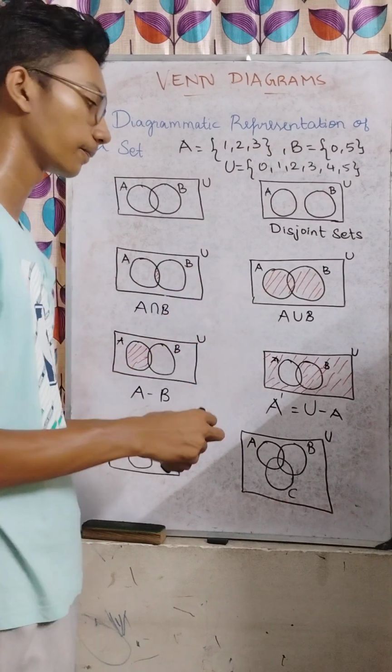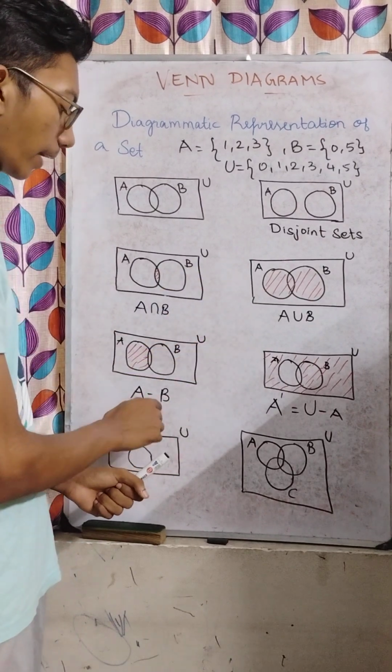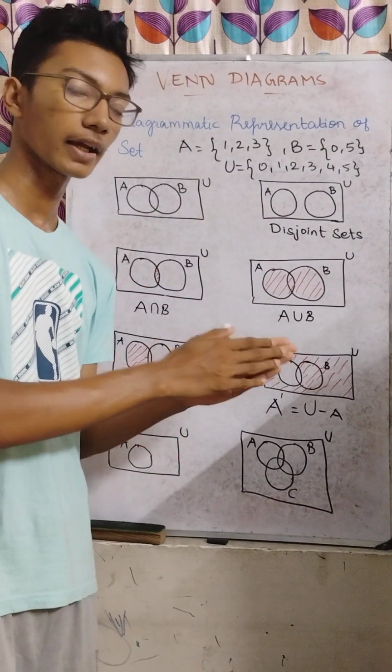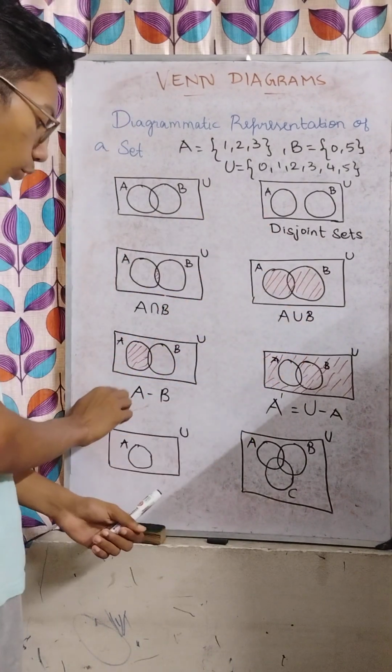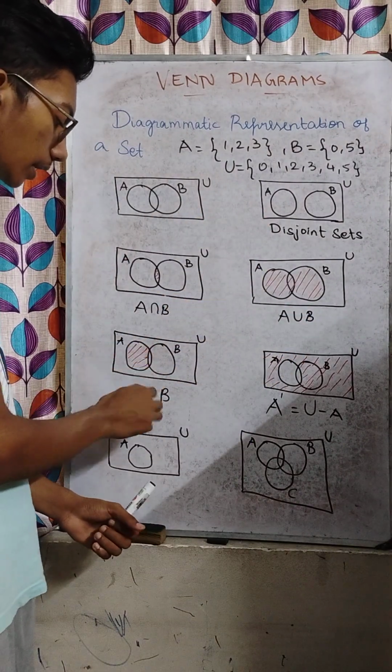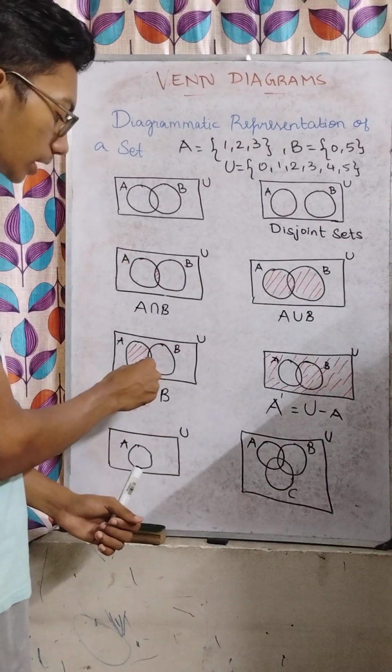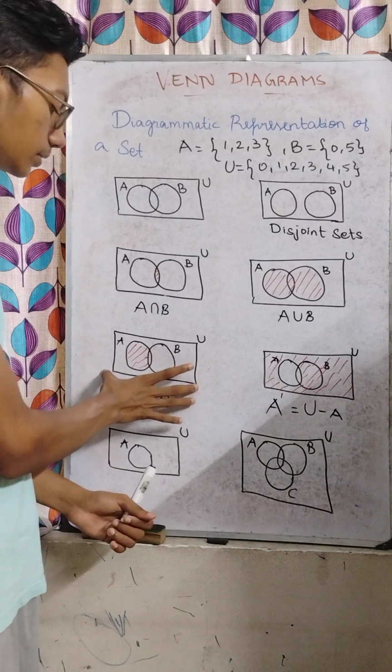So that's one thing. Next, A minus B. A minus B means all the elements in A that are not in B. So all the elements in A are represented, but they should not be in B. So the intersection is left out. That's why A minus B is represented as this.